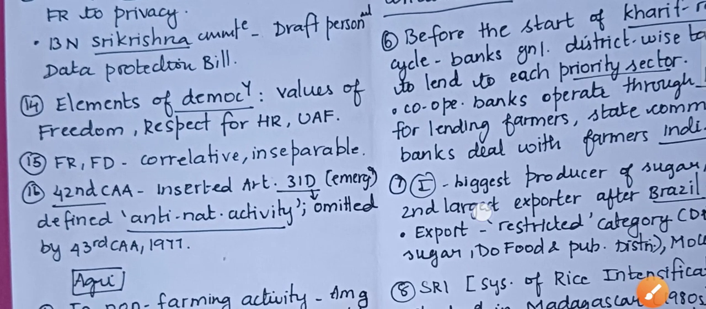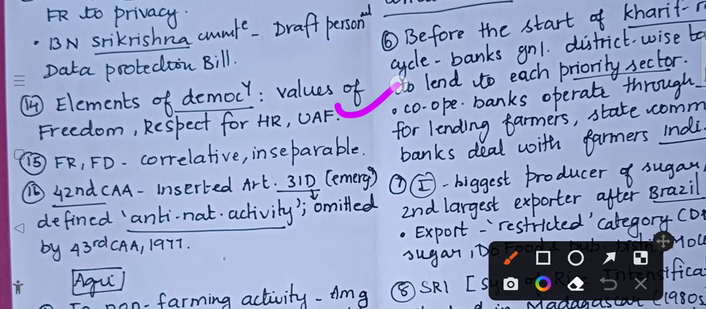Next fact is related to various elements of democracy. What are the values? Freedom, respect for human rights, universal adult franchise, etc. And then fundamental rights and fundamental duties, both are correlative and inseparable.